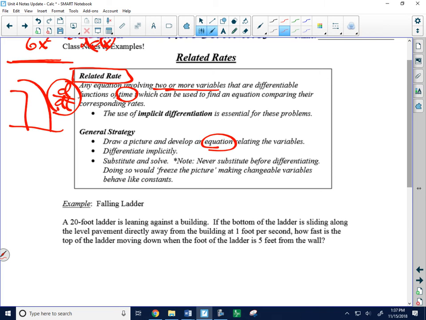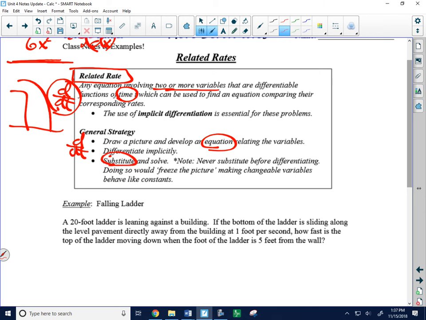Differentiate with respect to time. I put d dt. Differentiate implicitly. So we're going to do d dt to every term. And finally, we will then substitute in values and solve.